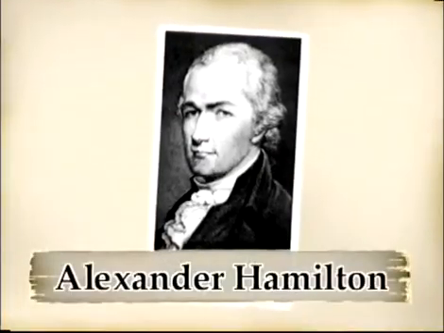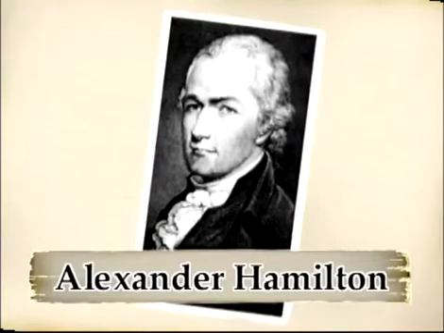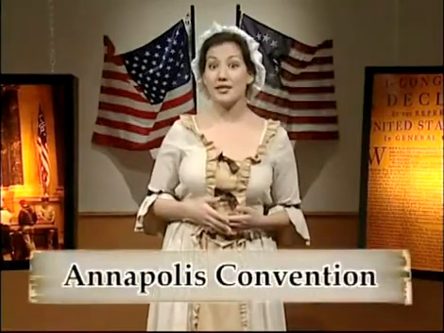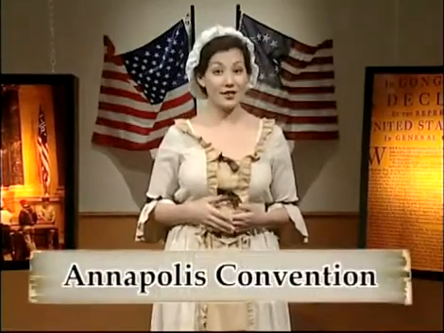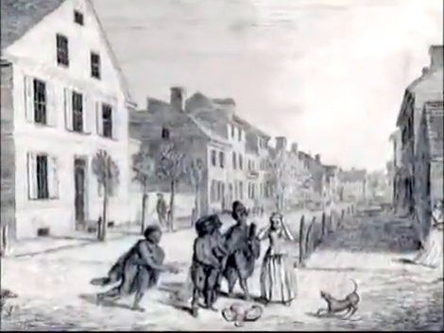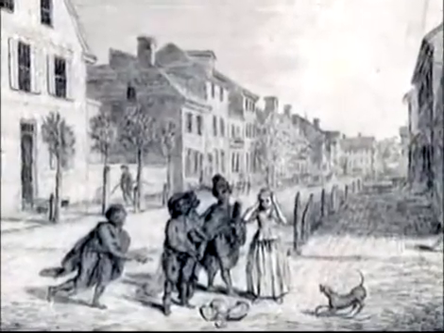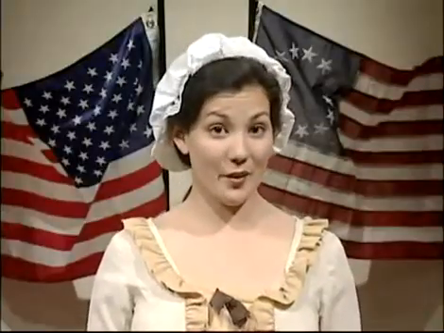In 1786, Alexander Hamilton called a meeting in Annapolis, Maryland, to resolve trade problems among the states, but representatives from only 5 states showed up. So the members of the Annapolis Convention called on Congress and the individual states to meet in Philadelphia in 1787 to amend the current Articles of Confederation. Before the delegates could convene, however, an important event encouraged wider interest in government reform.